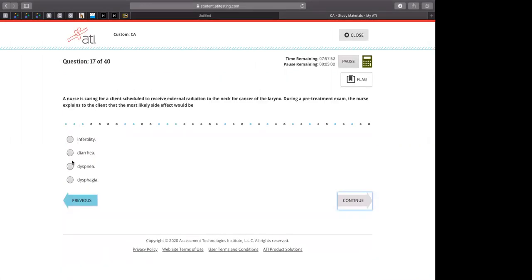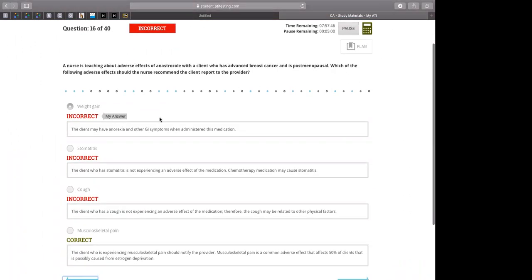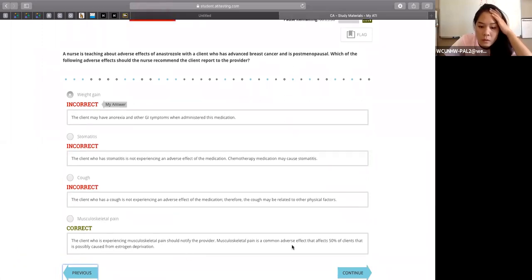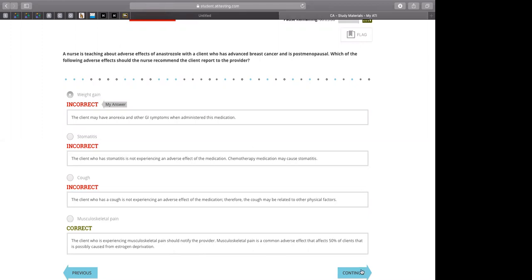So is musculoskeletal pain an adverse effect of the cancer or of the anastrozole? It says musculoskeletal pain is a common adverse effect that affects 50% of clients, possibly caused by estrogen deprivation. Yeah, so it is an adverse effect of this medication. Okay.